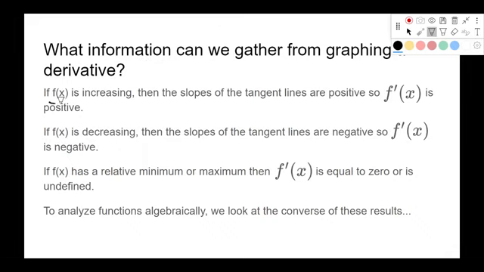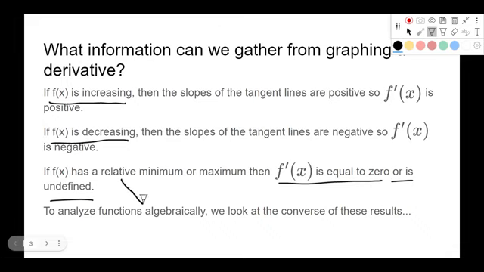We know if f is increasing, then the slopes of the tangent lines are positive, so f prime is positive. If f is decreasing, then the slopes of the tangent lines are negative, so f prime must be negative. If f has a relative min or a relative max, then f prime is equal to 0 or could be undefined at that value, right? We looked at that when we did the graphs.